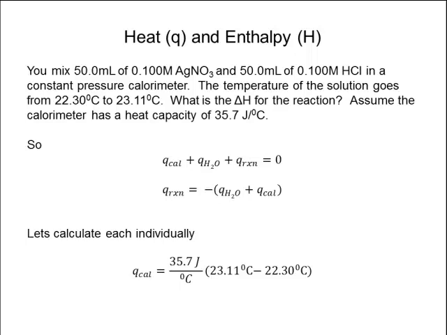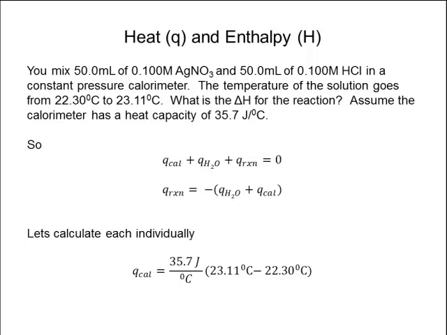I'm told I have 35.7 joules per degree Celsius. For my temperature change, my final temperature is 23.11 degrees Celsius, and my initial temperature is 22.30 degrees Celsius. Make sure you always do final minus initial. That's going to determine what sign this is going to have, and it's ultimately going to help us determine whether we have an endothermic process or an exothermic process.